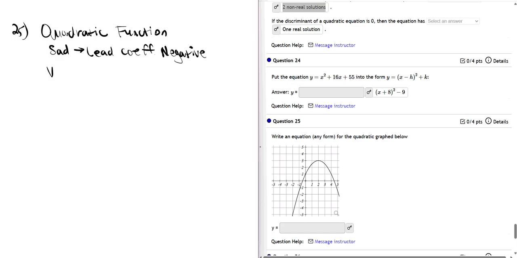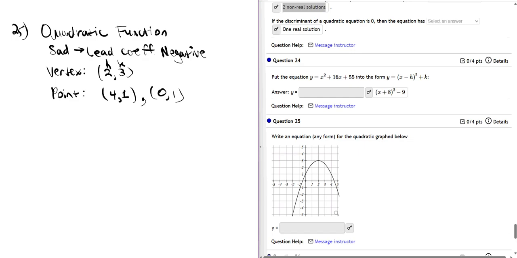I can also see that the vertex is 2, 3. So that's my h and my k, which I can use in vertex form. I also have another point available that's on the intersection of 2 grid lines, so that I can be sure of the exact coordinates: 4, 1. I could also use, oh, it actually has a y-intercept as well, which is convenient. The y-intercept is 0, 1.